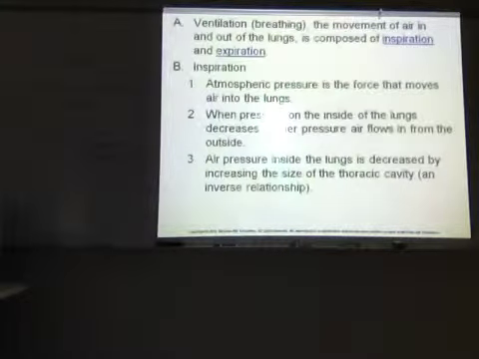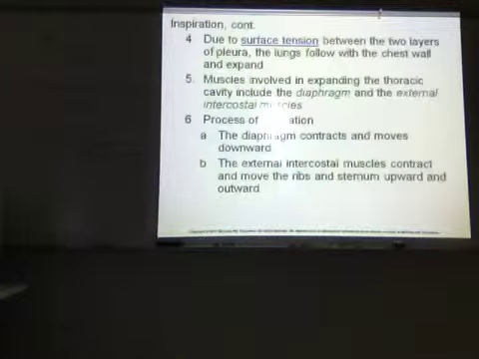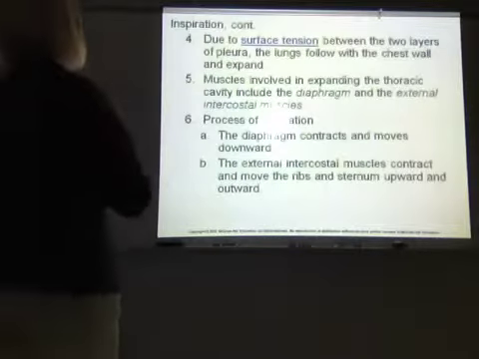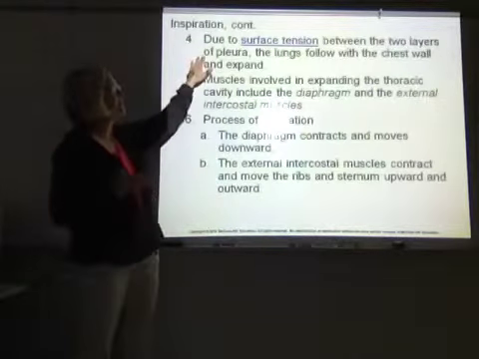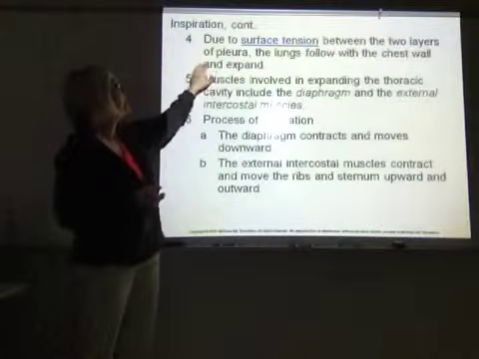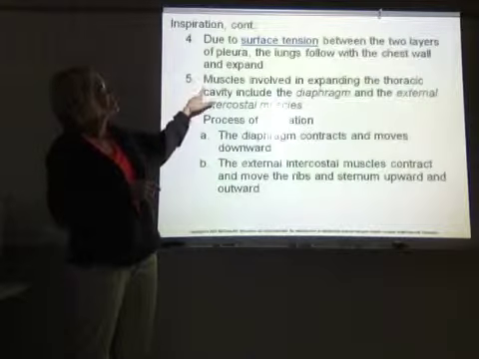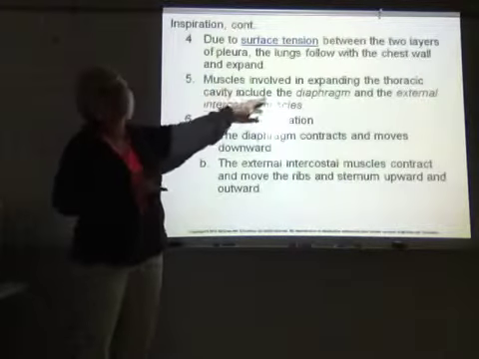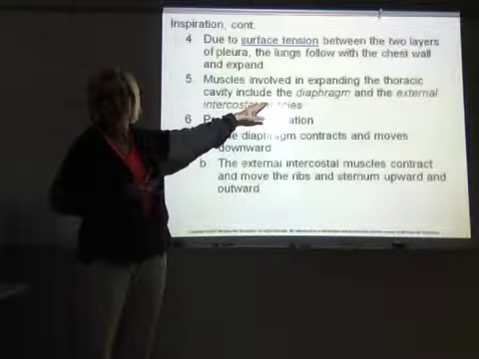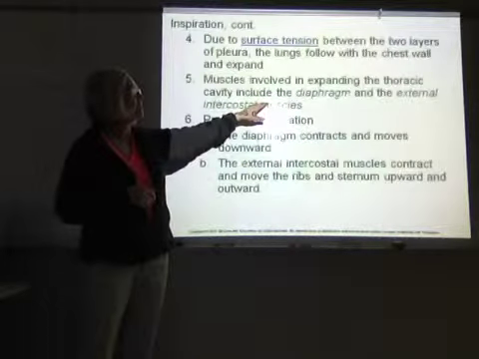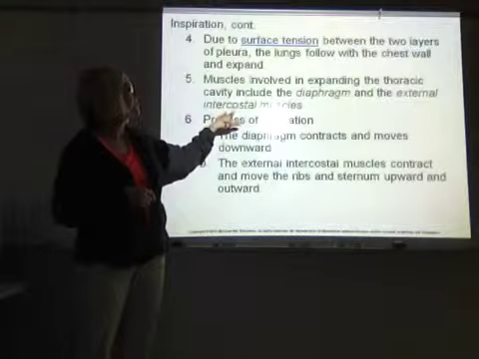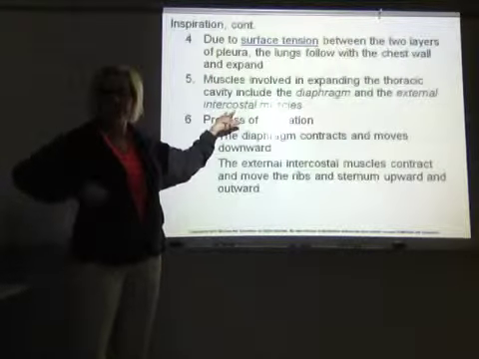So when air is coming in, and if you're taking your test, you can think about this. Take a big breath, my chest area gets bigger, creates less pressure inside, air moves in. Surface tension between the pleural areas of the lungs makes them follow the chest wall, and they're going to expand. The muscles involved in expanding are your diaphragm, that separates basically your thoracic cavity and abdominal cavity, and then your external intercostal muscles, those are the ones in your ribs.